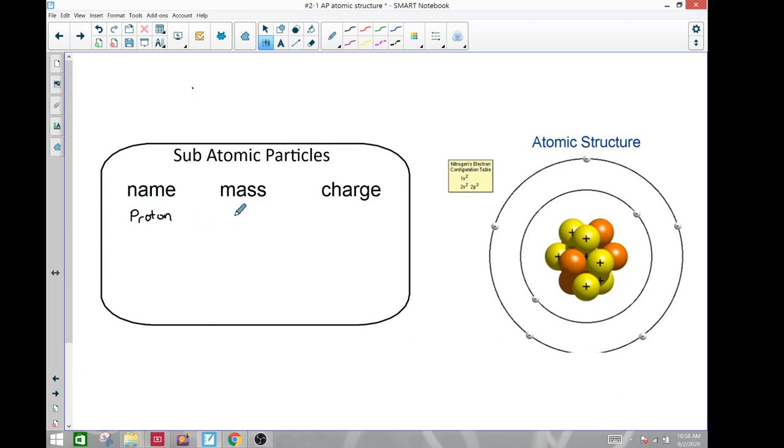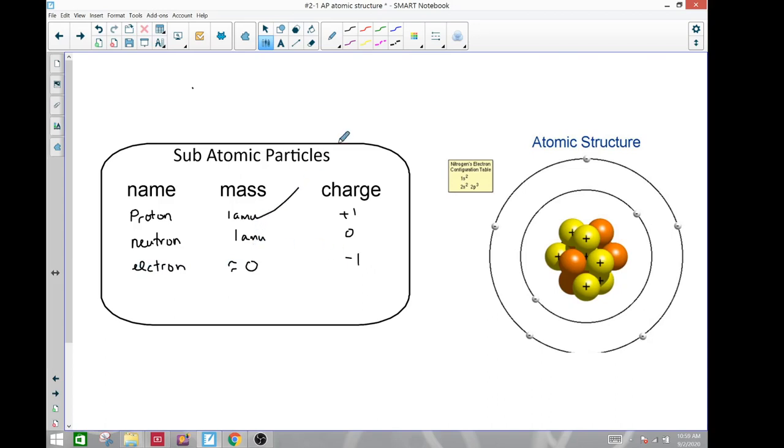We have the mass, which is 1 AMU, charge of +1. We have a neutron, which is 1 AMU and has no charge. And we have an electron, which has approximately no mass and a charge of -1.